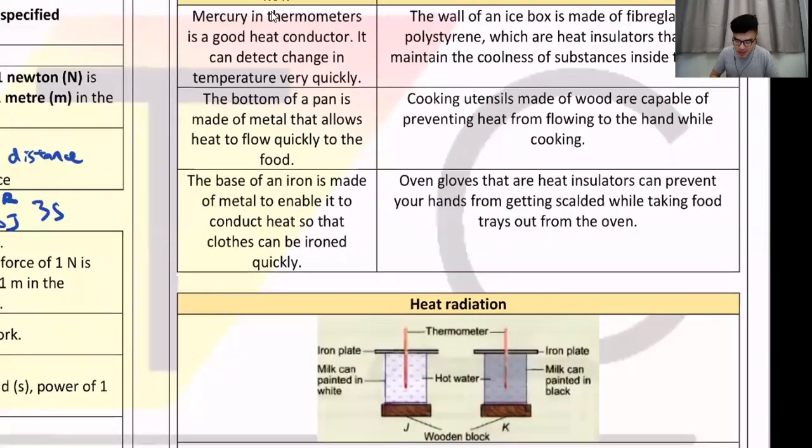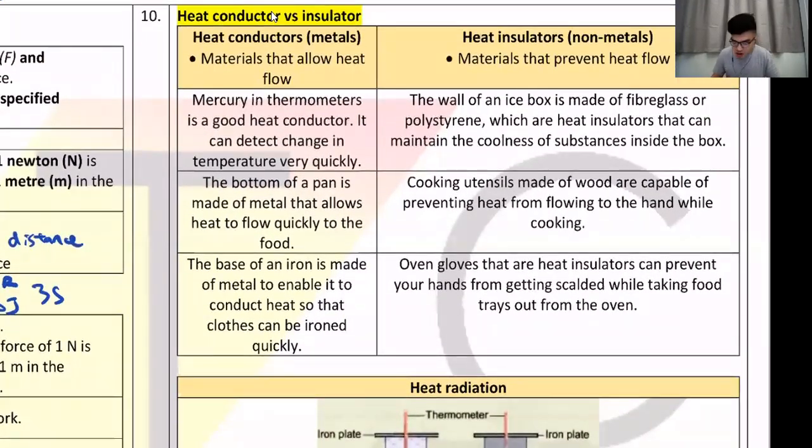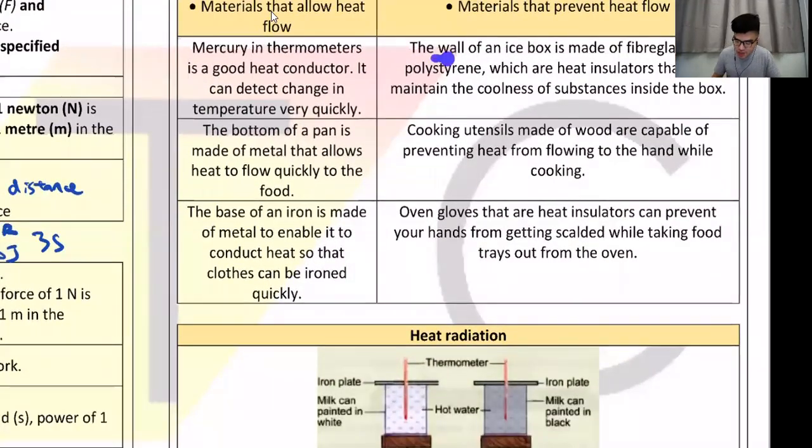All right. And then, of course, non-metal. Let's look at non-metal. The wall of an ice box is made of fiberglass or polystyrene. Mostly it's polystyrene, okay, which is a heat insulator that can maintain the coolness of the substance inside the box. Okay, not really to maintain coolness. It's to stop heat from coming in. Why does your ice box stay cool? Because heat doesn't come in. It's not that the coolness goes out.